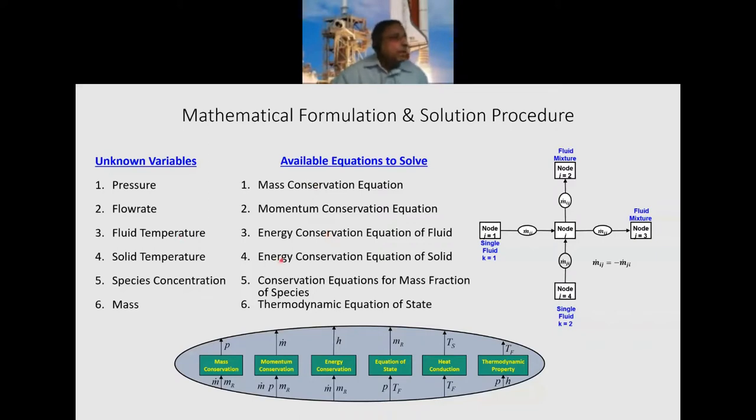If it is a problem where you have solid temperatures, you have to have solid to fluid heat transfer. For that, you need to solve the conduction equation to get the solid temperatures. If it's a mixture, you have to solve the species concentration equation. And if it's an unsteady problem, you need to calculate the resident mass and use the thermodynamic equation of state. All these equations are coupled, so you have to go through an iterative process. Again, I don't have time to go over the numerical method in detail, but there is a special method developed to solve all these equations.